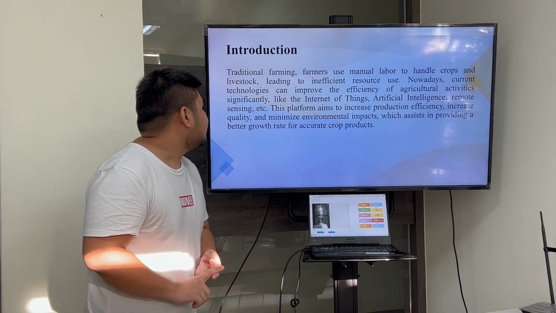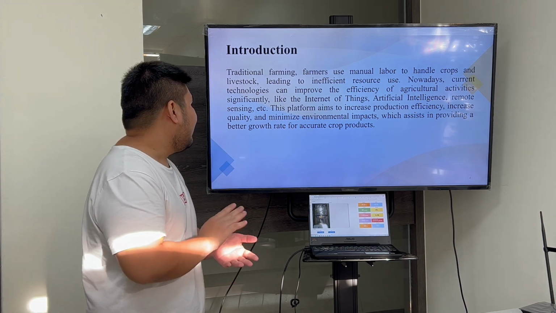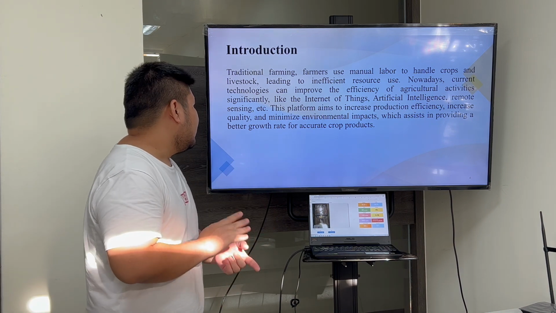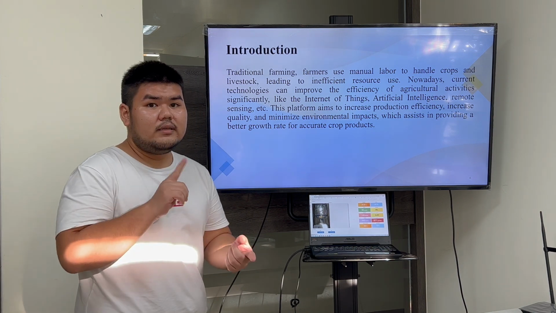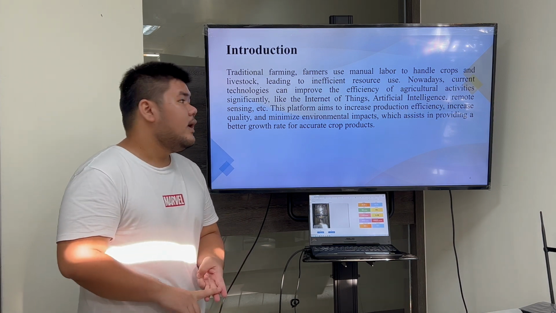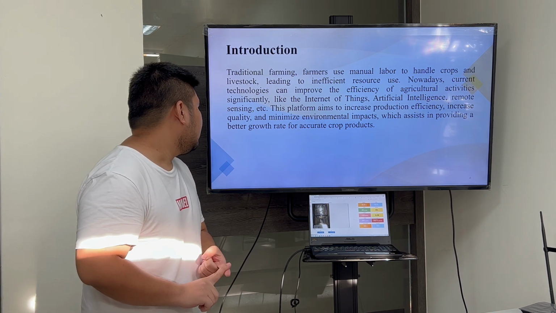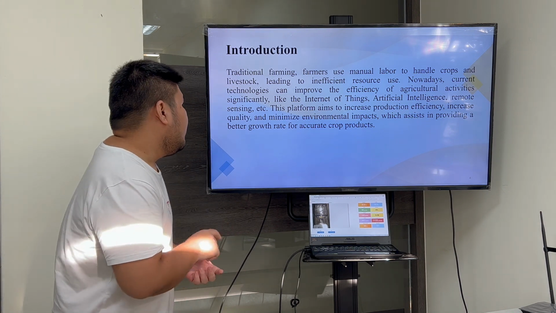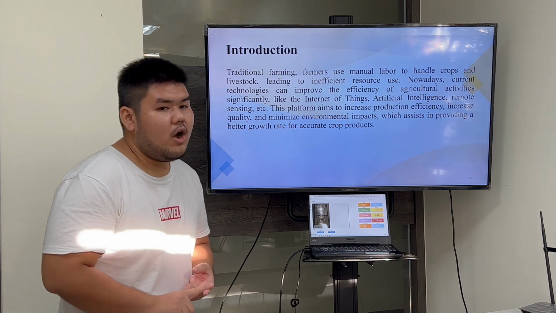For the introduction, in traditional farming, the farmer used manual labor to handle the crop and the livestock, leading to inefficient resource use. Nowadays, current technology can improve the efficiency of agricultural activities significantly, like the Internet of Things, artificial intelligence, remote sensing, etc. This platform aims to increase production efficiency and quality, and minimize the environmental impact, which assists in providing a better growth rate for accurate crop product.